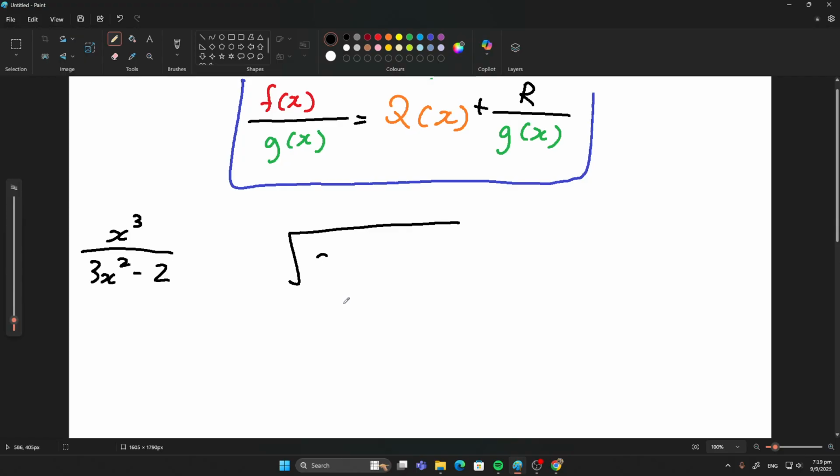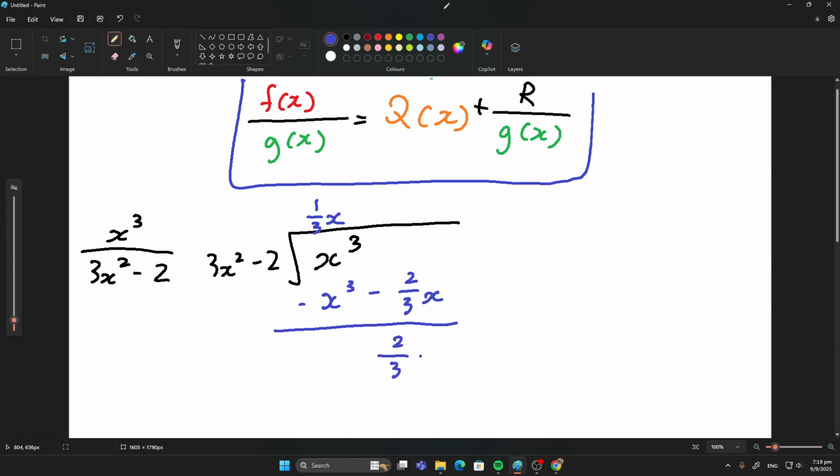I'm going to do the long division. Alright, so what can we equate from this? 1/3 x, I believe. Yep. So it becomes x squared minus 2/3 x minus, so it's just 2/3 x.